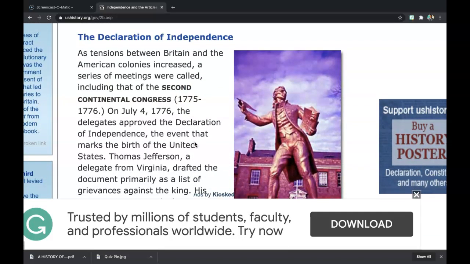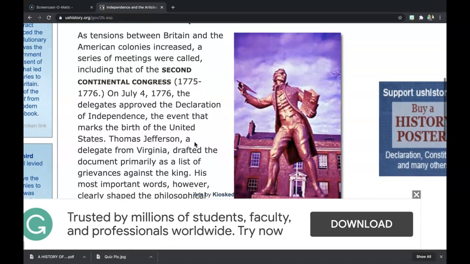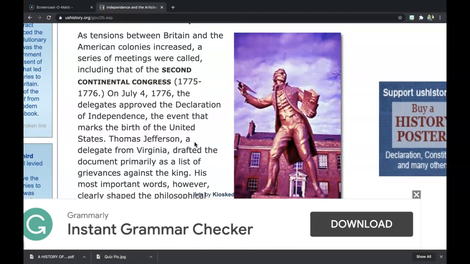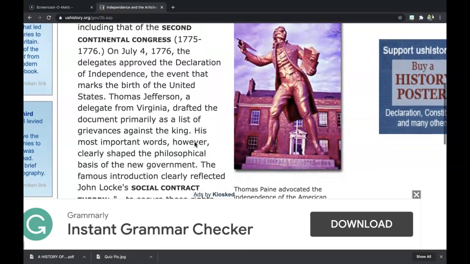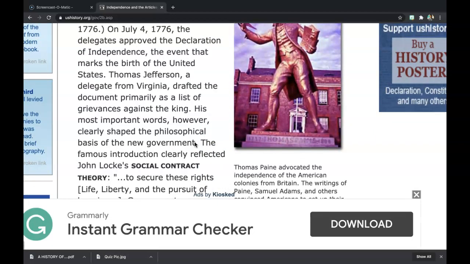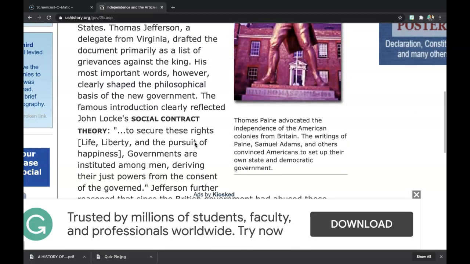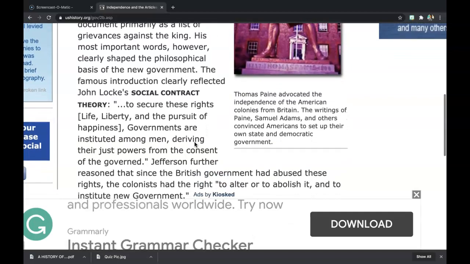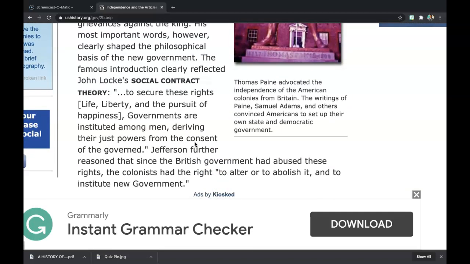The Declaration of Independence. As tensions between Britain and the American colonies increased, a series of meetings were called, including that of the Second Continental Congress. On July 4, 1776, the delegates approved the Declaration of Independence, the event that marks the birth of the United States. Thomas Jefferson, a delegate from Virginia, drafted the document primarily as a list of grievances against the king. His most important words, however, clearly shaped the philosophical basis of the new government.